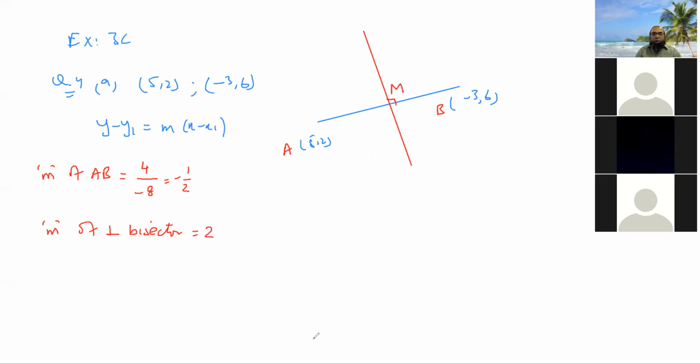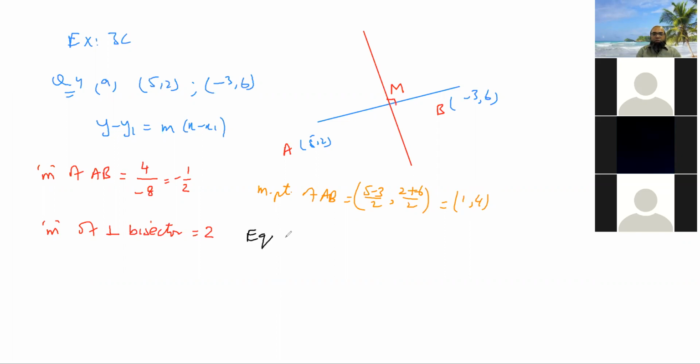Okay. Now we are going to hunt for the point. So we shall find the midpoint of AB. That is 5 minus 3 over 2, the midpoint of the x coordinates, and 2 plus 6 over 2. Okay. So this is going to be 1 comma 4. So the point is ready, the gradient is ready. So we are going to write the equation of the perpendicular bisector.